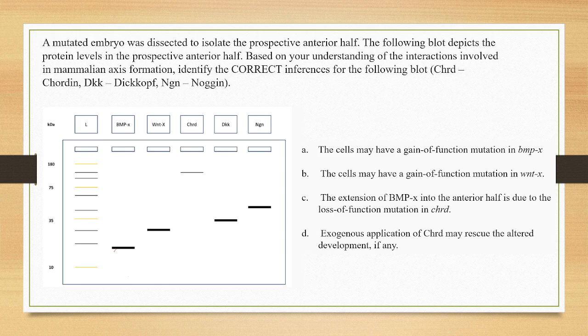Now, the blot in the image shows the protein levels of several key proteins involved in axis formation. The question says that an embryo was mutated, and then that mutated embryo was dissected, and we have the anterior half of the embryo. So this blot represents the protein level of that anterior half, and based on the understanding of the interactions involved in mammalian axis formation, we have to tell.